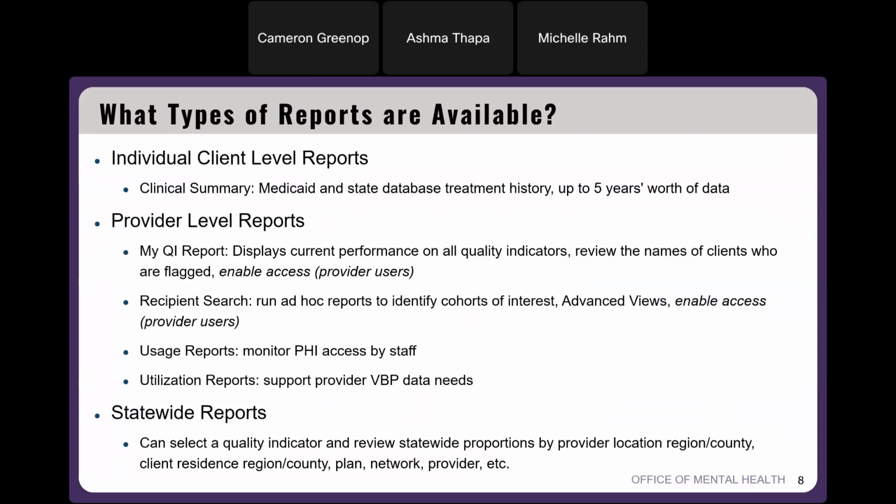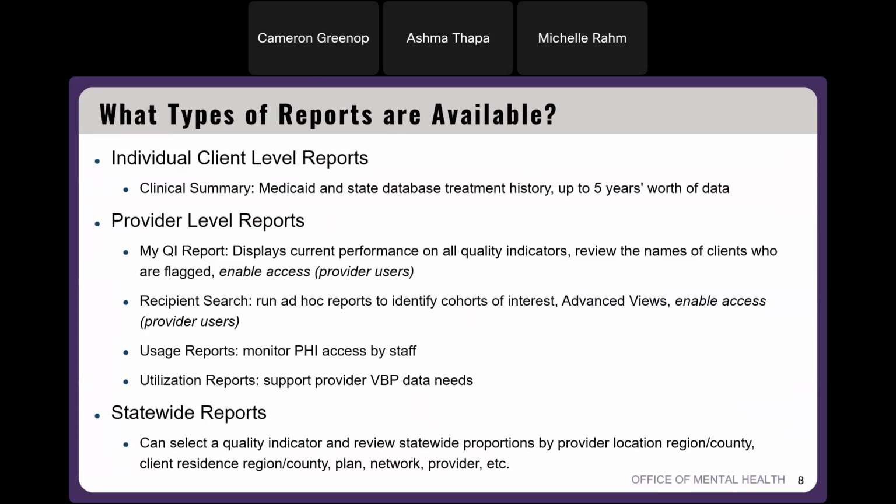Similarly, for a recipient search, you can run ad hoc reports to identify cohorts of interest. You can take a look at a list of recipients in different advanced views that will provide additional information columns that you may be interested in. If you have provider level access, this is where access would need to be enabled to get the view of the clinical summary. Moving on to usage reports, this is used to monitor PHI access by staff.